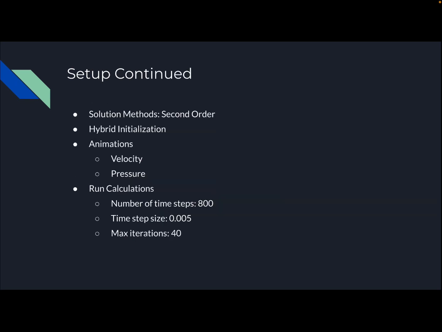For the solution methods, we changed them all to second order and did a hybrid initialization. And then wanted to do animations for velocity and pressure. Once we had that, we wanted to run our calculations at 800 time steps at 0.005 for the time step size to get a more accurate result, and then to do a max iteration of 40 iterations.